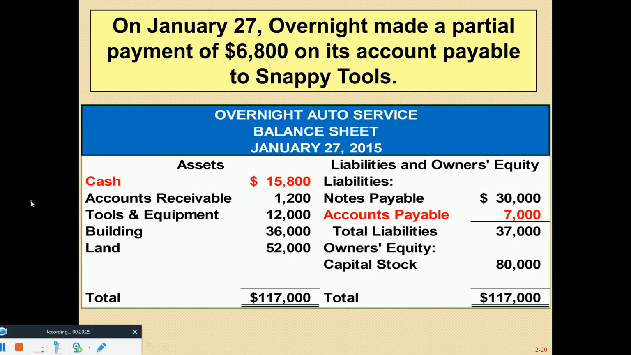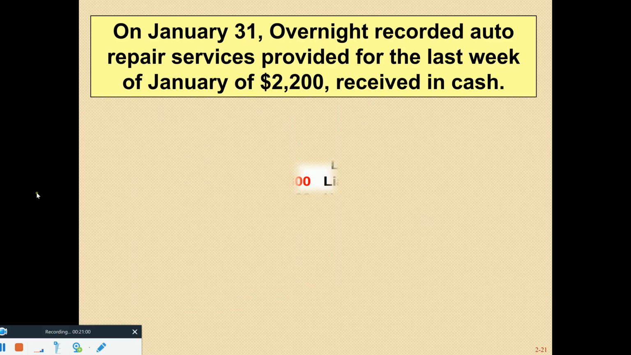All right, the next day, Overnight made a partial payment. Remember, we owed some money when we bought the tools and equipment. I think we owed, yes, we did. We owed $13,800. We decided to make a $6,800 payment. So the accounts payable, which was once $13,800, has gone down $6,800. And our cash balance also went down $6,800. So we're paying off some of that liability, but the accounting equation still works.